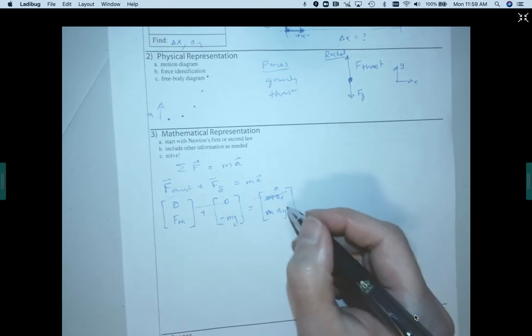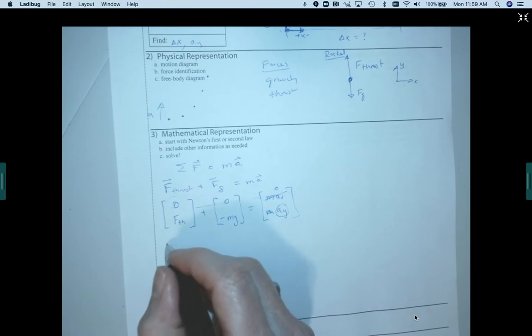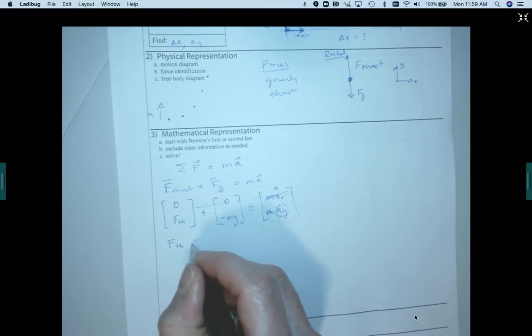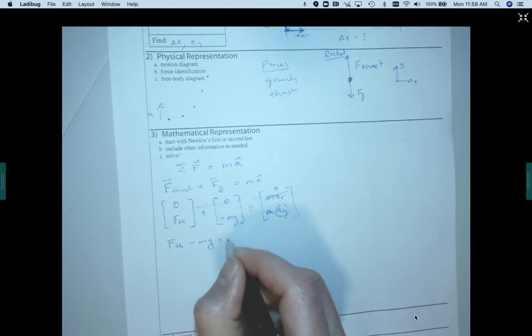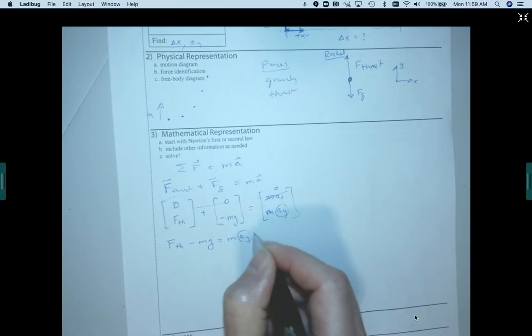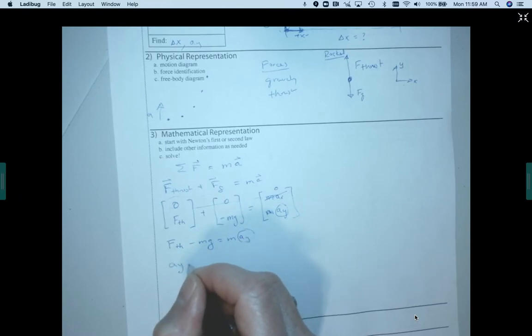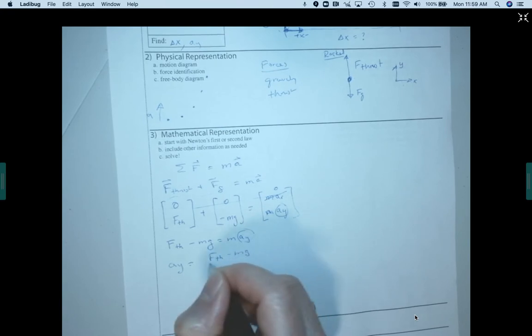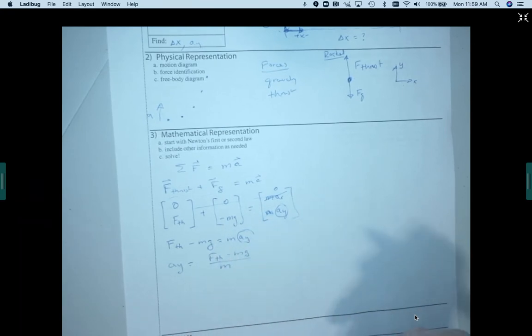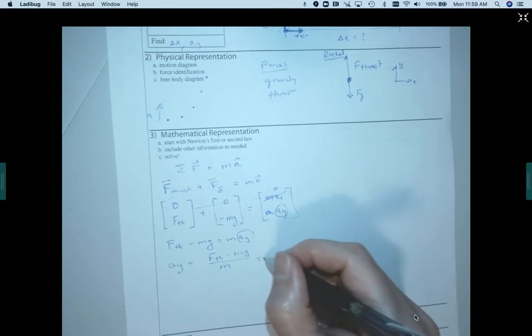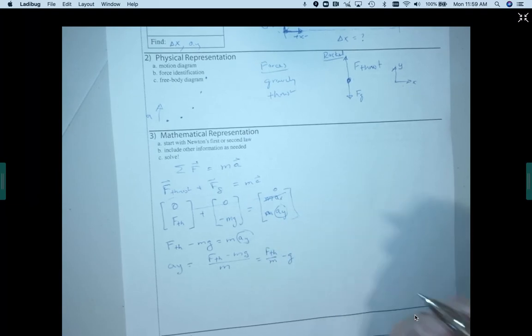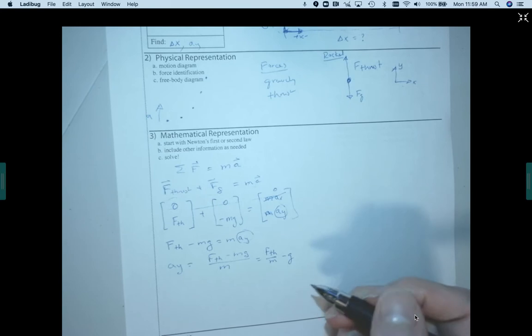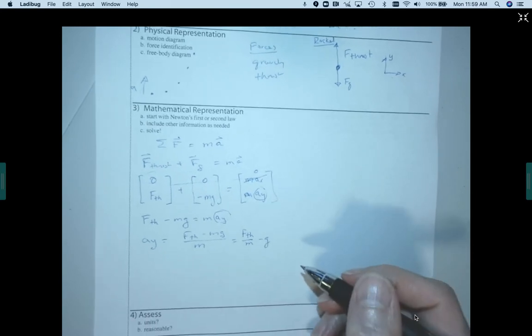So we are going to solve for ay. We get force of thrust minus mg equals may. Do our algebra, get that by itself: ay equals force of the thrust minus mg, divided by m. We could also write that out as force of the thrust over mass, minus g. So this is the acceleration it would produce if it was just the thrust acting on it.